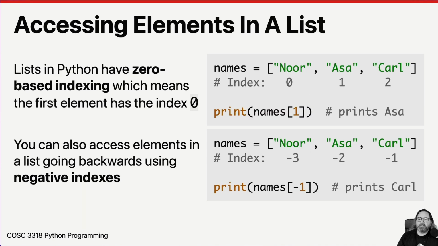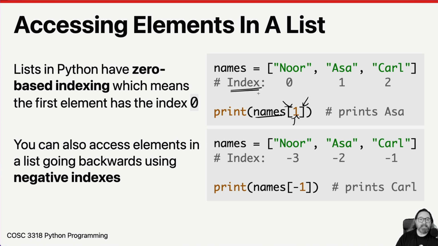So once we have a list, how do we get stuff out of a list? How do we do something with it? We use these square brackets right here with the variable name and then a number. And that number is the index. That's the index of the item in the list that we want to get out.